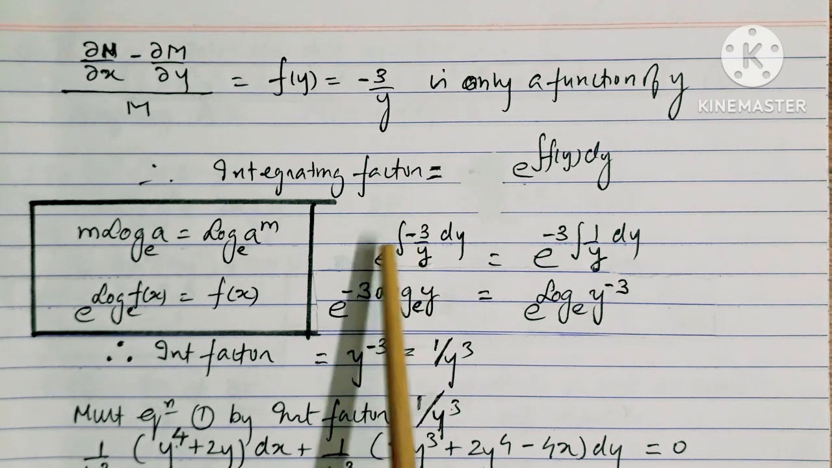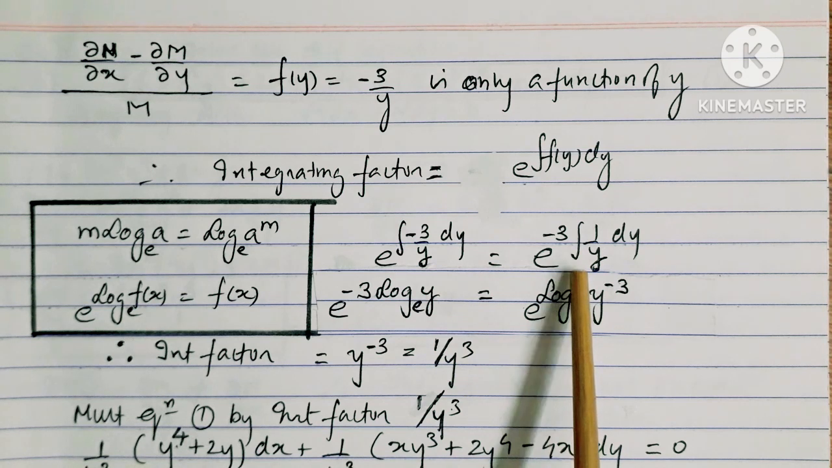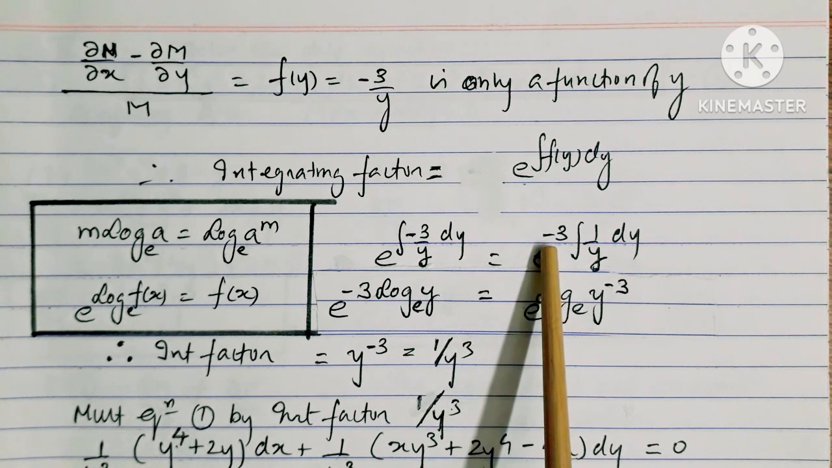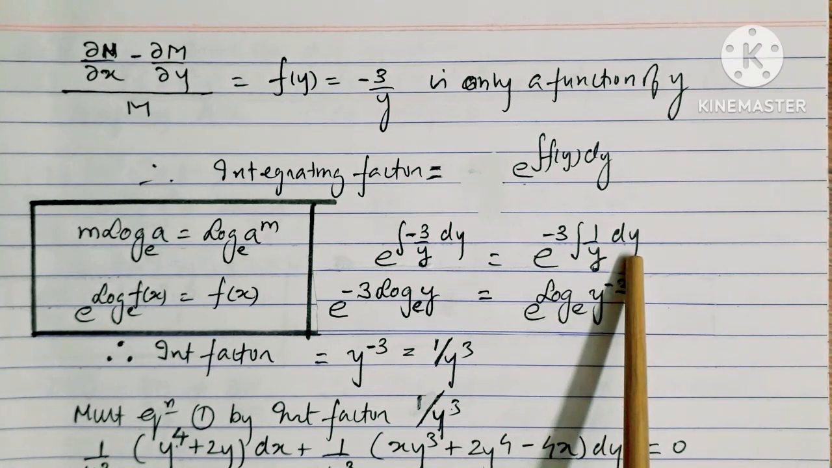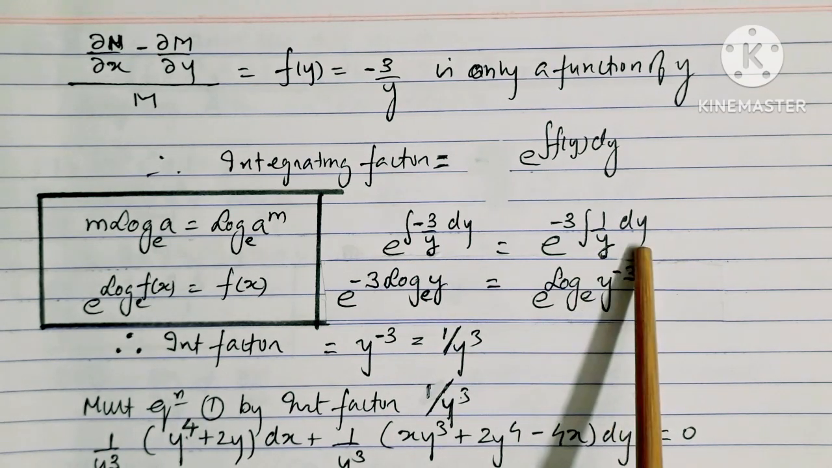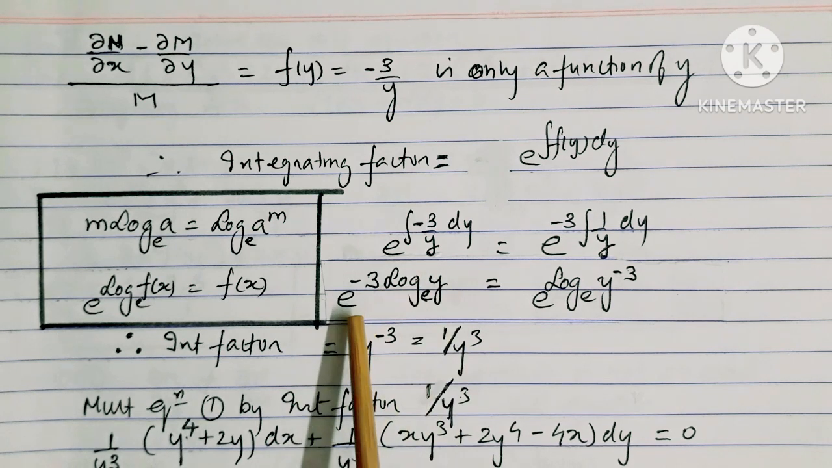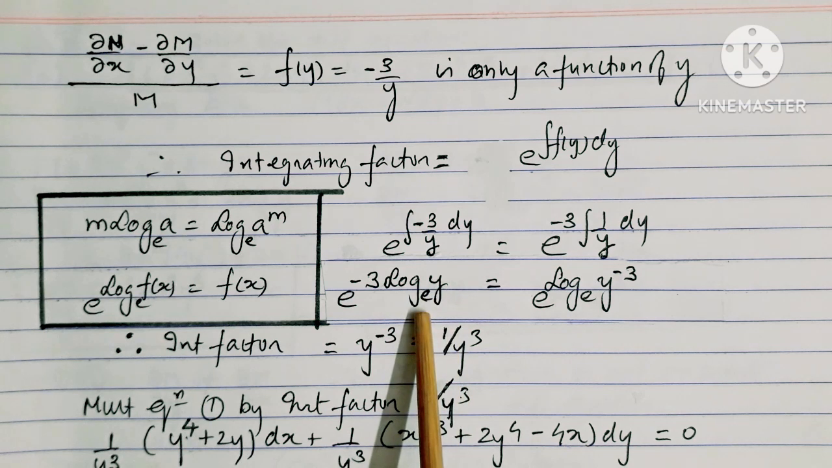Now this minus 3 being a constant, we can pull it outside the integral sign. So the integrating factor will be equal to e raised to minus 3 integral 1 upon y dy. Now, integral of 1 upon y dy is equal to log y to the base e. Therefore, the integrating factor is equal to e raised to minus 3 log y to the base e.